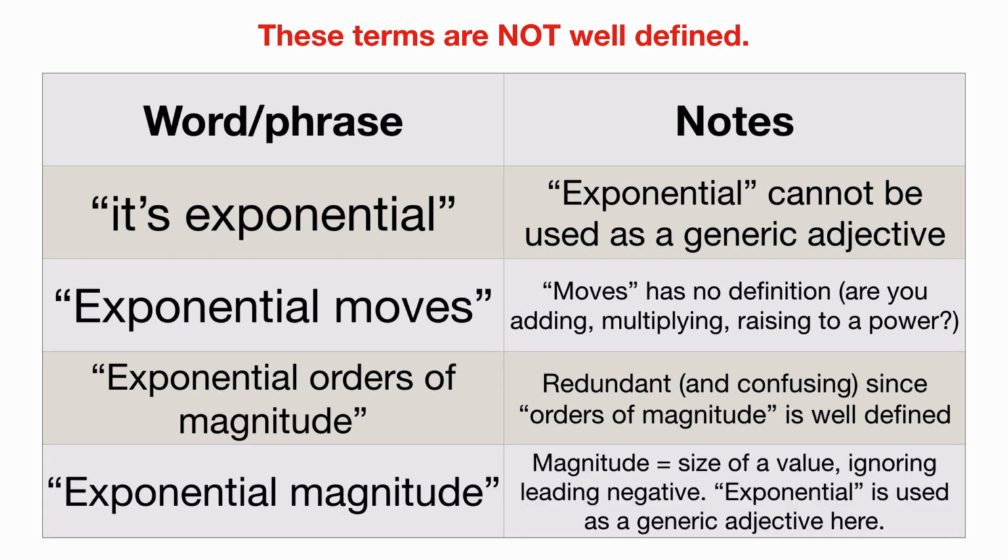And then lastly, exponential magnitude. And this may be confusing because it sounds very similar to orders of magnitude, but the magnitude of a number is just the size of the value, ignoring the leading negative. And so, again, exponential is just used as a generic adjective here. So what exactly does this exponential mean? It's very unclear what any of these terms means.